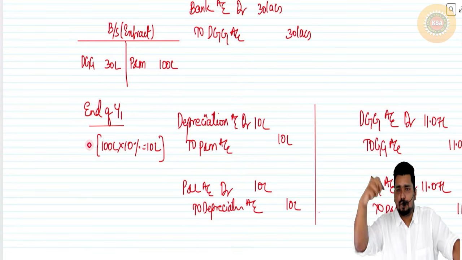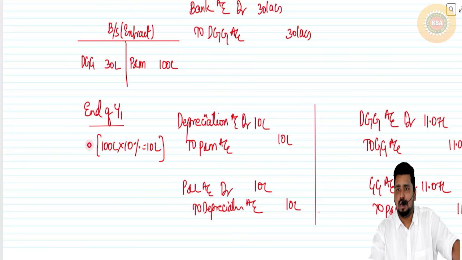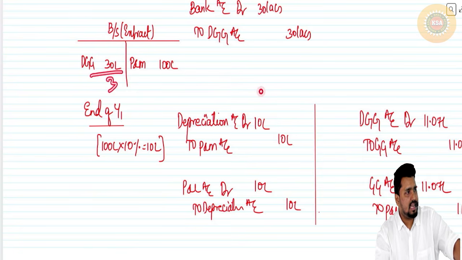Now, DGG to GG. Entries we know. What is the entry? DGG to GG, GG to P&L. What is required now? Amount is required. Straightaway, shall I write divided by, what is the useful life? 3 years I saw. Correct? Shall I write divided by 3, 10 lakhs I will take.